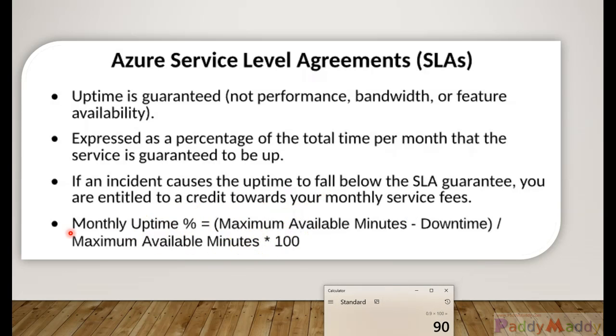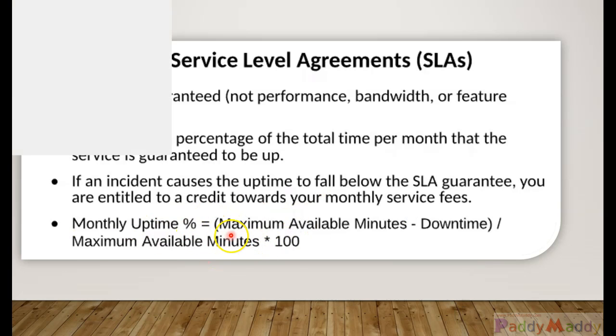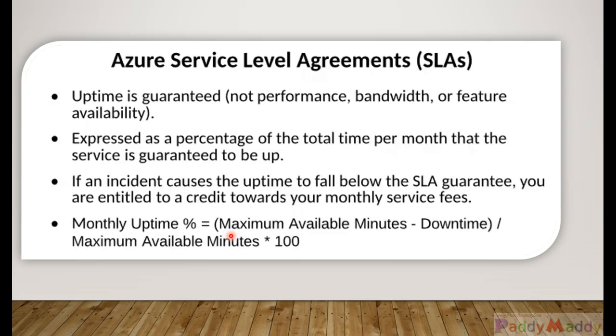So that's how Microsoft calculates it. We were down for 10 minutes and up for 90 minutes, so we have 90 percent uptime. That's just a quick example of how the formula works: the maximum minutes minus downtime, divided by the maximum minutes, times 100.